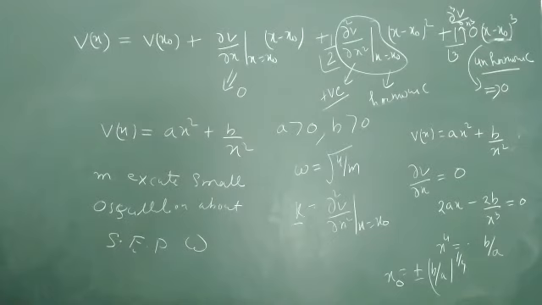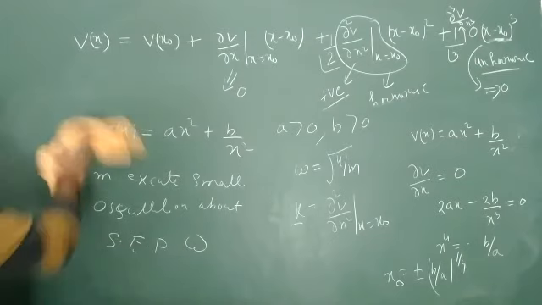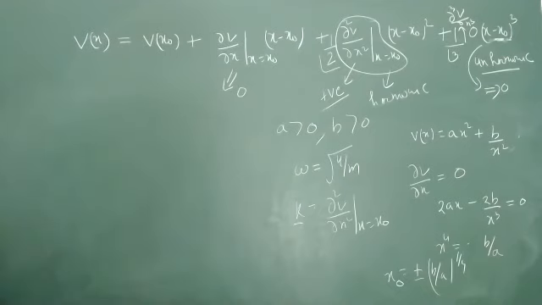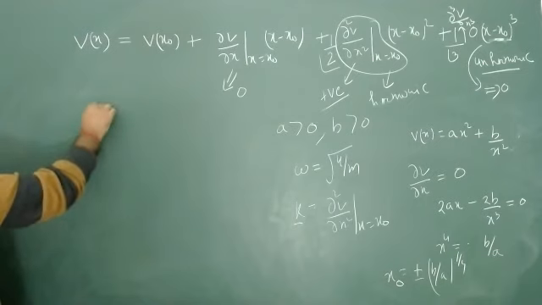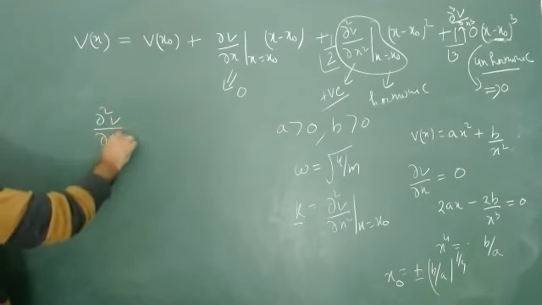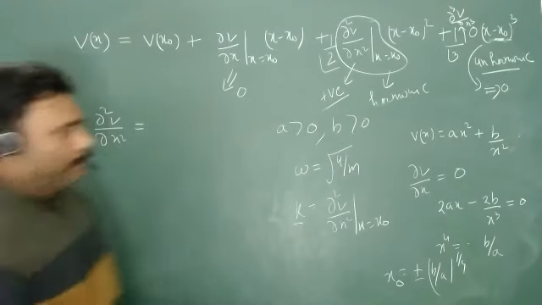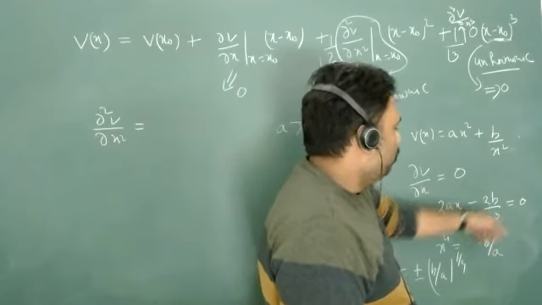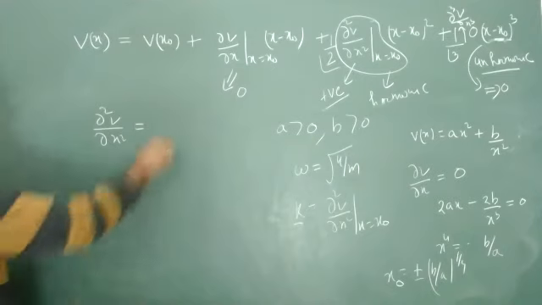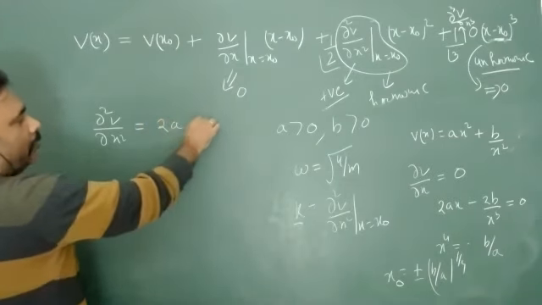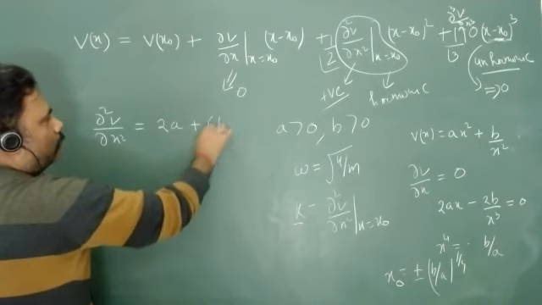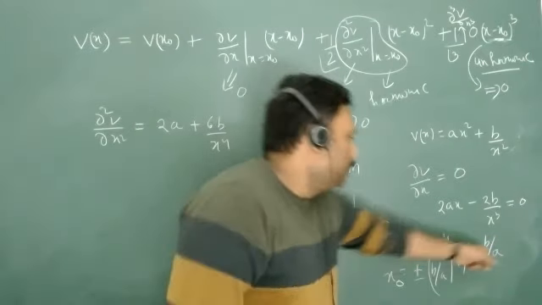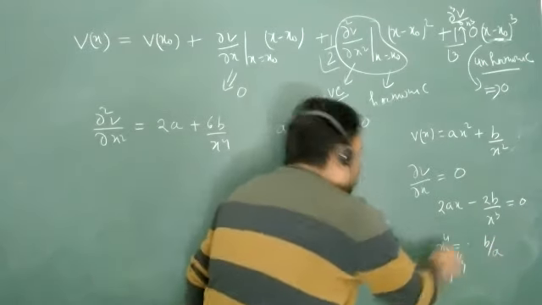So now we should go for the next level of calculation. Then we have del square V upon del x square, and we can differentiate this. So this will be 2a into 1, and the minus 3 power will be there, so this will be plus 6b upon x^4. So we have 2a plus 6b upon x^4. Now I can put the value of x^4 here, which is nothing but x naught^4.